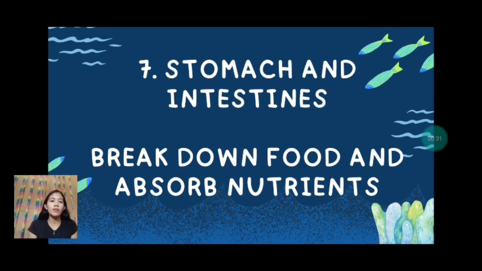Next, the stomach and the intestines. They break down food and absorb nutrients. The stomach and intestine of fish play a crucial role in digestion and absorption of food. The stomach mechanically and chemically breaks down the food, while the intestine further digests and absorbs nutrients, allowing the fish to obtain energy and essential nutrients for growth and survival.